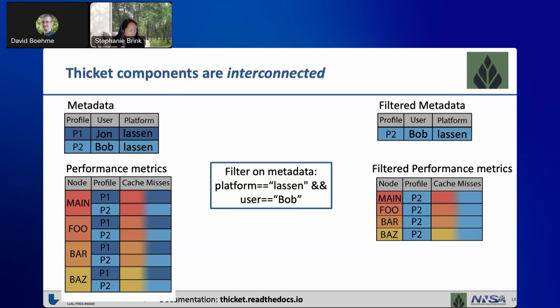So the way that we imagine people using Thicket is you can generate Caliper files from many different runs. You read in all of the profiles into Thicket, and then you leverage the Thicket APIs to filter and focus your analysis into particular profiles of interest, instead of needing to filter which profiles you want to read into Thicket from your file system itself.